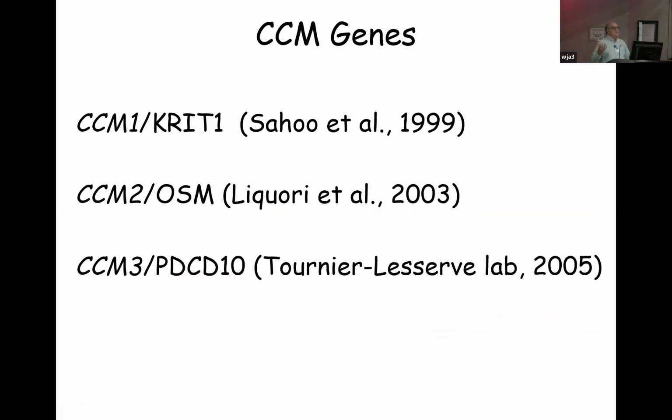The third gene was found by Tourneau Lesevre in France. It's a really interesting story why we missed it. This is the most severe form. And in fact, until recently, there weren't too many families. And so when she found the gene and published it, we went back and it was all in our sporadic cases, the cases where we had no family history.